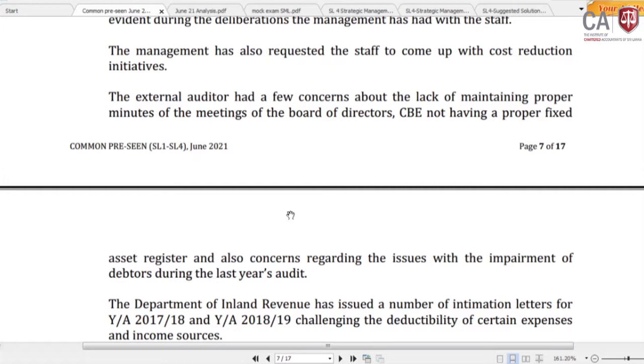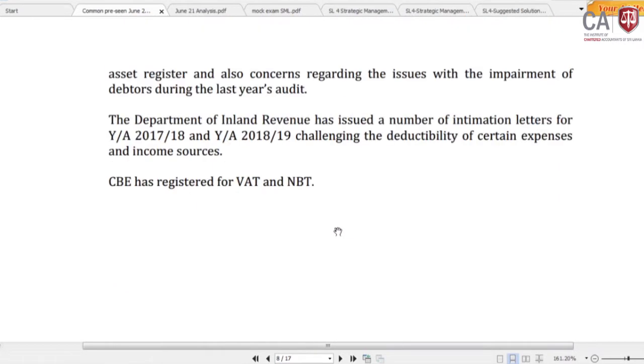External audit has a few concerns about the lack of proper minutes of the board of directors meetings. CB does not have a proper fixed asset register, and there was also a concern regarding the impairment of debtors during last year's audit. The Department of Inland Revenue has issued a number of intimation letters for the years of assessment 2017-18 and 2018-19, challenging the deductibility of certain expenses and income sources. The Inland Revenue Department also has some assessments against this.